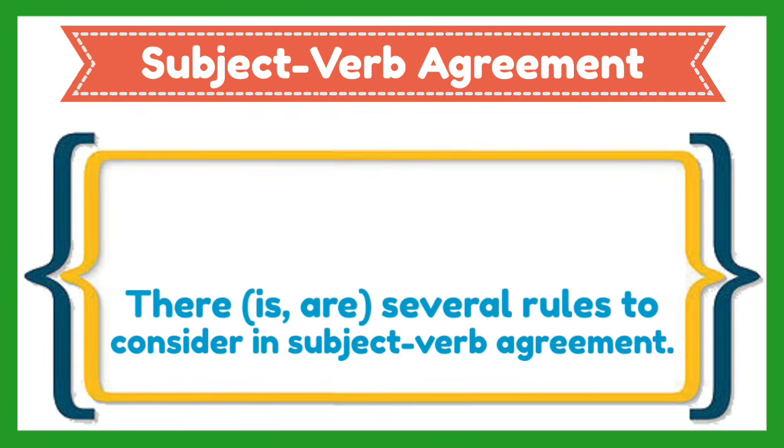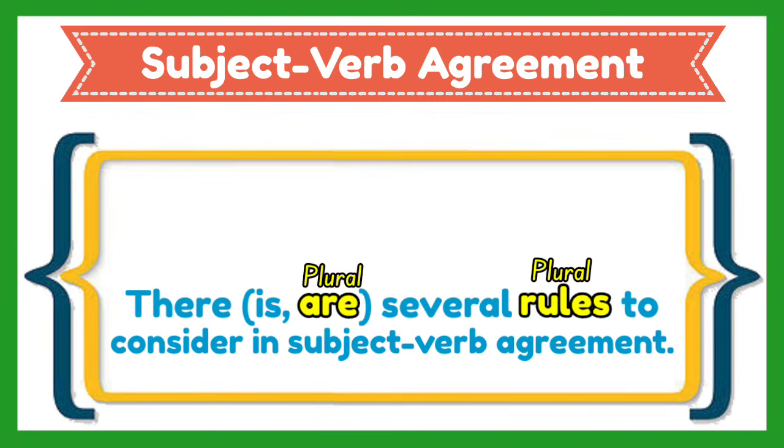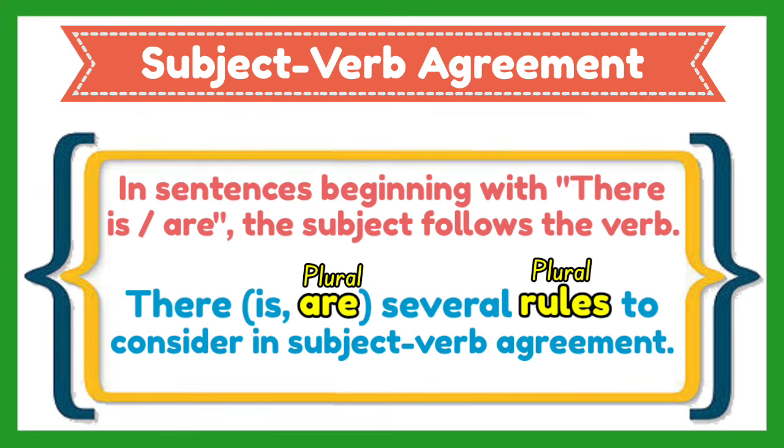Okay? Last one. There is are several rules to consider in subject-verb agreement. What do you think is the subject in this sentence? It is rules, plural. So, the answer should be are, plural. And here's the rule. In sentences beginning with there is or there are, the subject follows the verb. And in this case, the noun that follows the verb is rules.